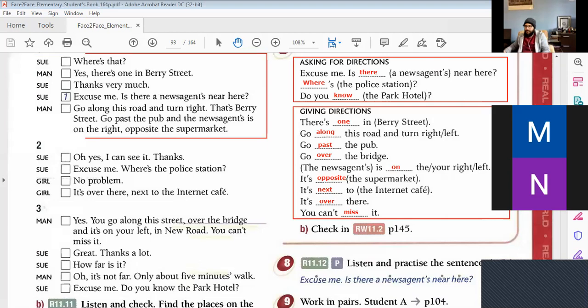Excuse me, is there a newsagent's near here? Excuse me, is there a newsagent's near here?